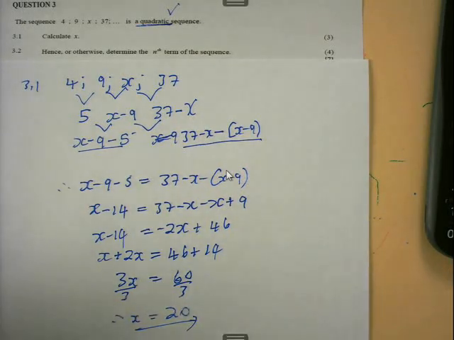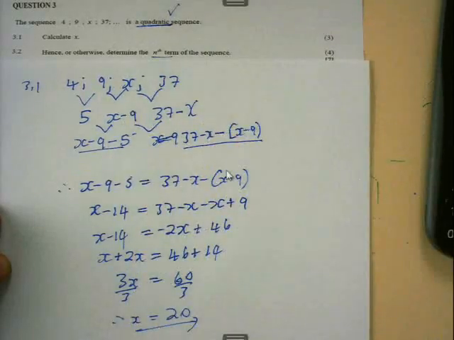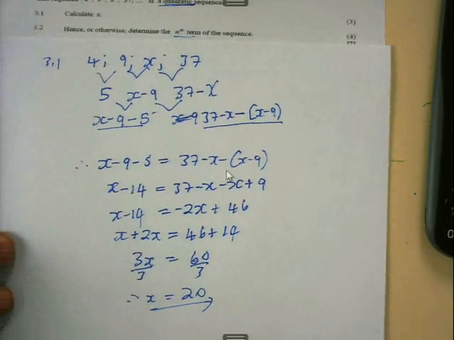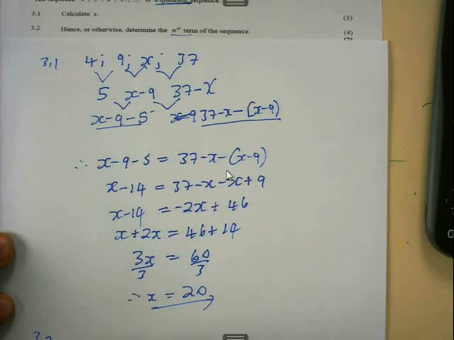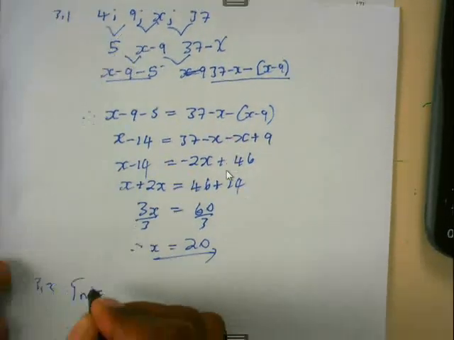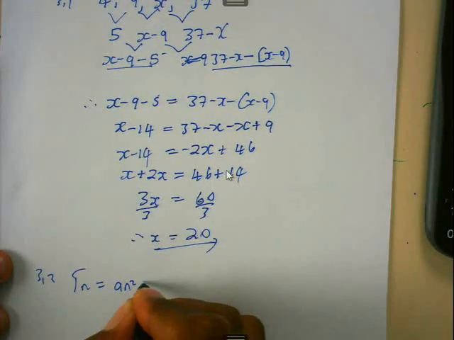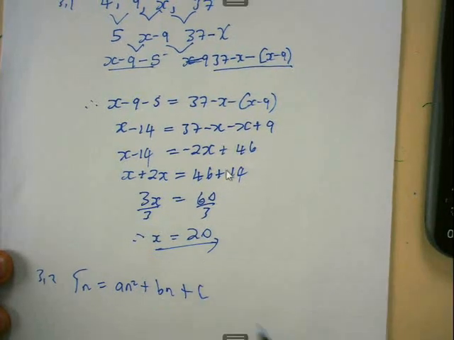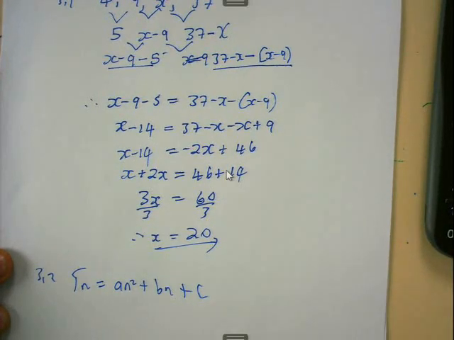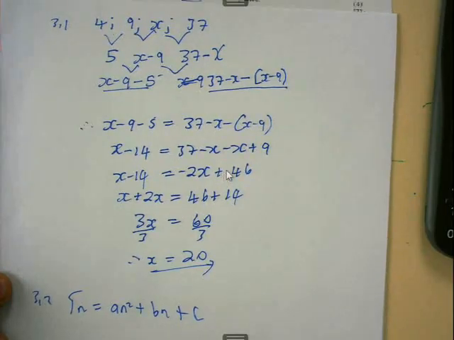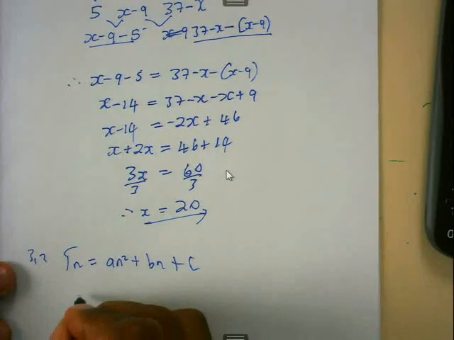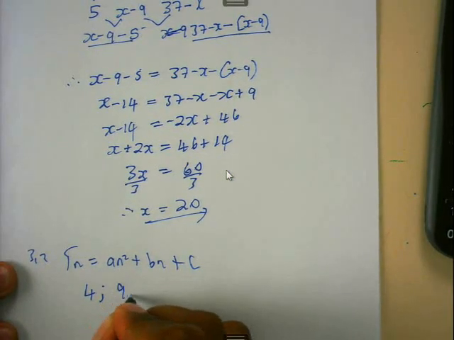Boys and girls, you will agree with me to say, if the question says determine the nth term, then our answer at the end of the day must have Tn is equal to an squared plus bn plus c. Why this one? Because this is the quadratic pattern.